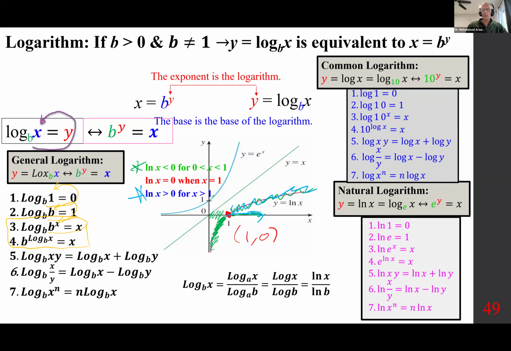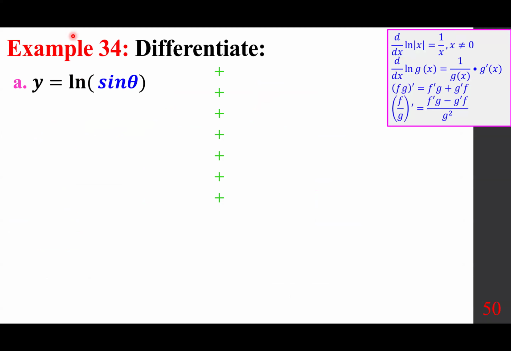So let's move on and look at examples, again, reminding you of the formula for the differentiation. All right, we want to differentiate y equals ln of sine theta. We are going to follow this formula, and we're going to flip this over. We get 1 over sine theta. Then we need the derivative, g prime of x. That means we need the derivative of sine, which becomes cosine.